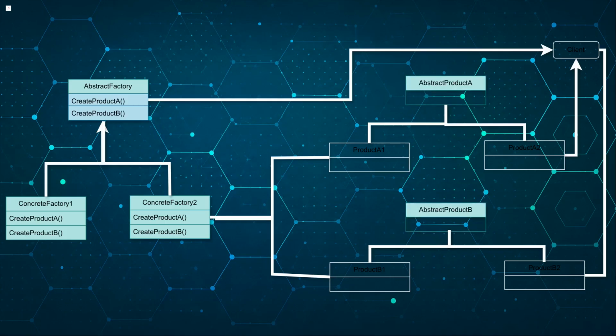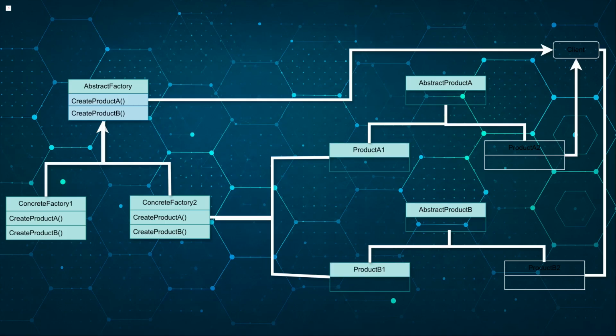Abstract product declares the interface for a type of product object. Defines operations all concrete products must implement. Provides concrete behavior for Python applications functionality. Supports interchangeable object families within Python applications.